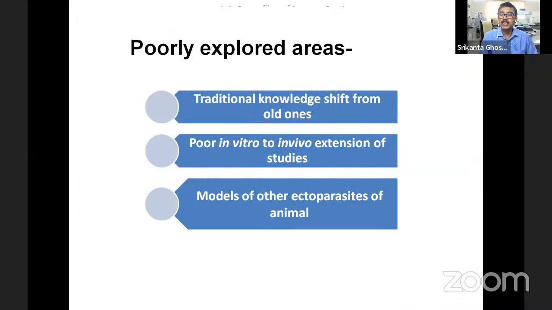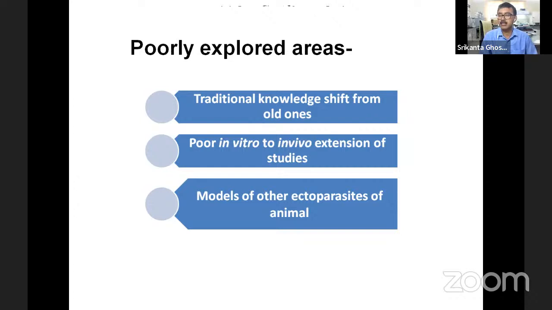What is not explored properly? As I told, the traditional knowledge is there, that we have not taken properly. There are many reports of in vitro efficacy, but we have a very limited report of in vivo efficacy. Only by telling in vitro that it is working is not going to serve the purpose. We have to tell in natural host it is working, then only it is good.